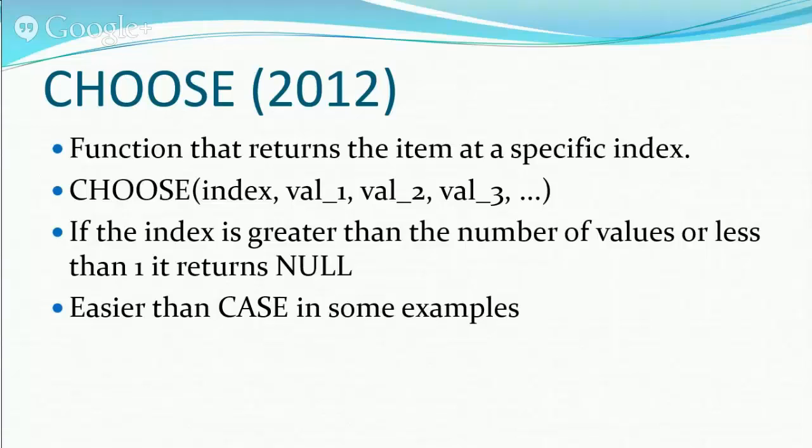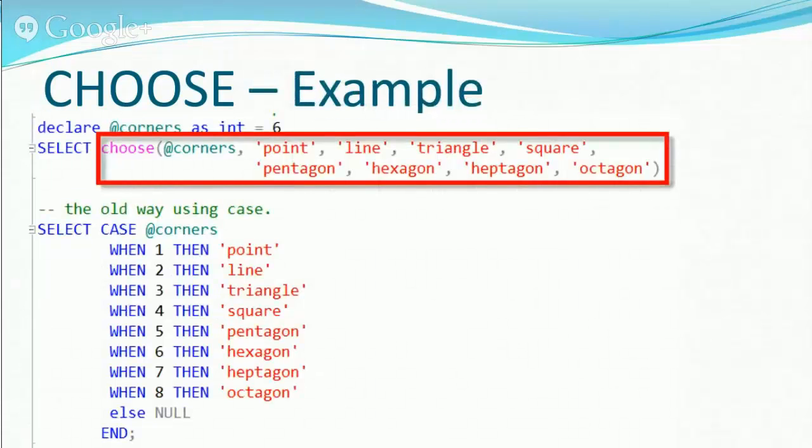If the index is greater than the number of values or less than 1, it returns null. So if you say, give me the CHOOSE of 0 of whatever your list is, you're going to get null back. And it's easier than CASE in some examples. So let's take a look at an example here.